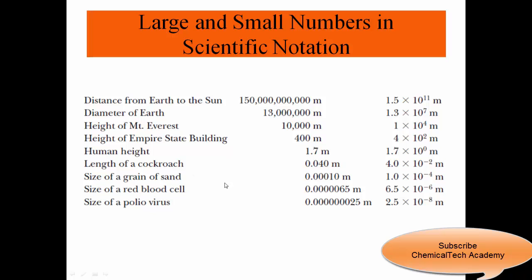The size of a grain of sand, 0.00010 meters. Converted to scientific form, it's going to be 1.0 times 10 power minus 4 meters. The size of a red blood cell, point, we have 1, 2, 3, 4, 5, 0, 6, 5 meters. In scientific form, we have this one. As you see here, we can write any number in a scientific format.